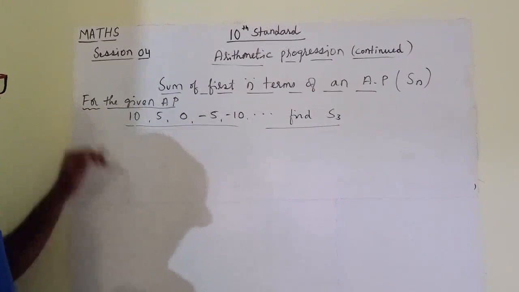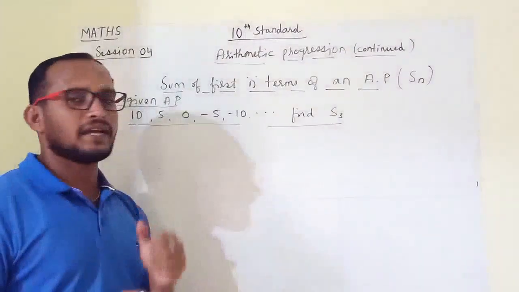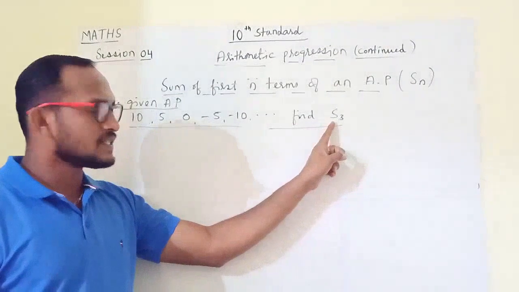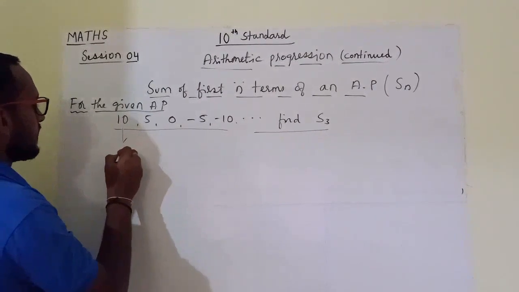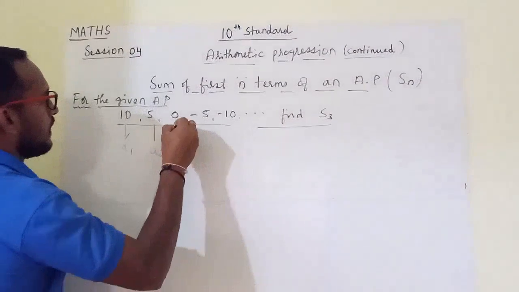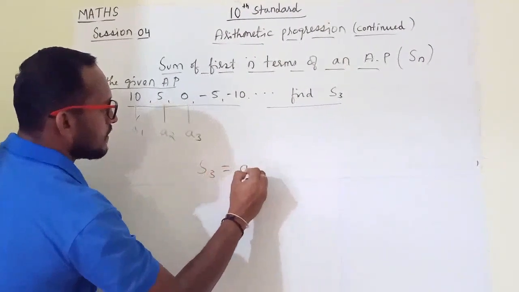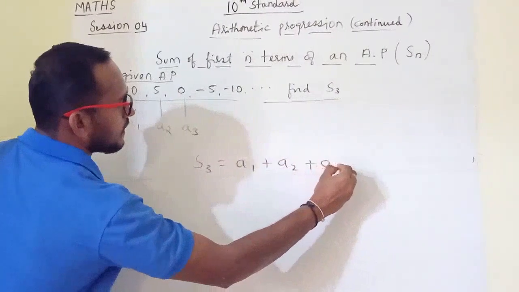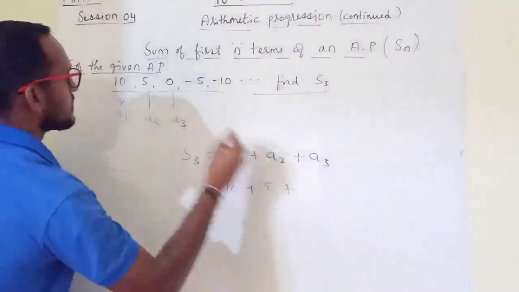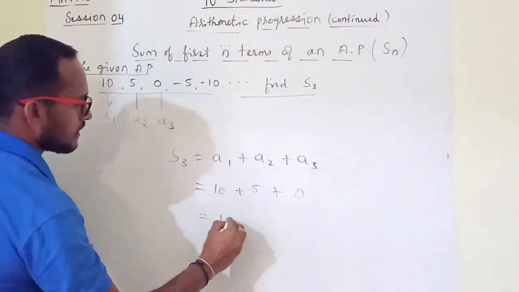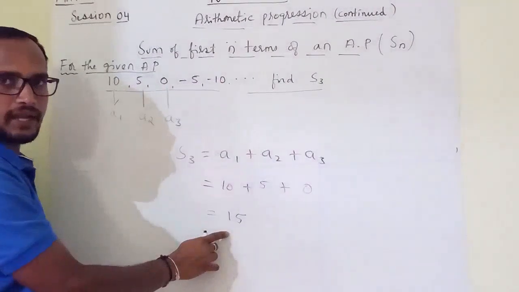Now let's take an AP. The AP contains 10, 5, 0, minus 5, minus 10, and I need to find S3 for this. As I mentioned, the meaning of S3 is the sum of first three terms. So what you have to do is call 10 as A1, 5 as A2 and 0 as A3. Since you need S3, S3 can be written as A1 plus A2 plus A3. A1 is 10 plus A2 is 5 plus A3 is 0. When you add them up, the answer is 15. Therefore, the sum of first three terms of this AP is 15.